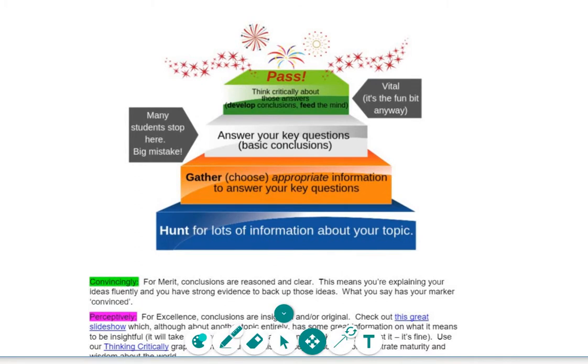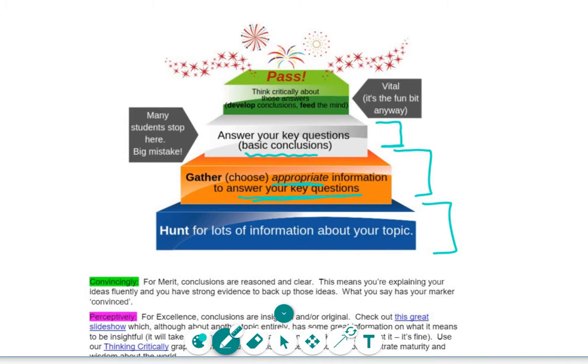Okay, here we are on page 9, and here is a graphic that I hope will emphasize again what you've got to be doing. I know I'm completely repeating myself, but if you really get the hang of this, you're going to be able to nail this standard. So let's look at the graphic. The first thing is that you're going to hunt for your information about your topic. Easy peasy. And then you're going to gather together only the appropriate information, the stuff that's going to answer your key questions. From that information, you'll get your answers, and these are just basic conclusions. As you know, the left-hand column on the TED Talk example showed some basic conclusions.